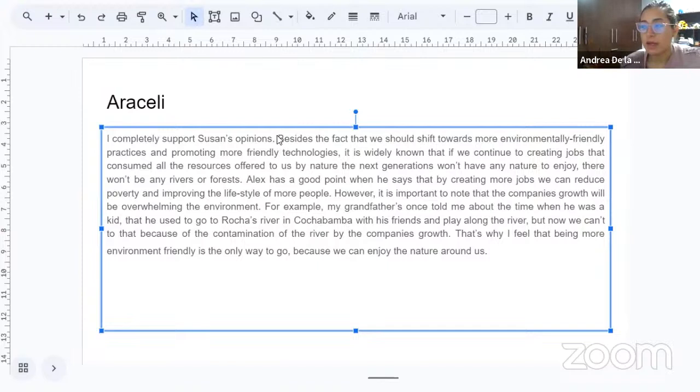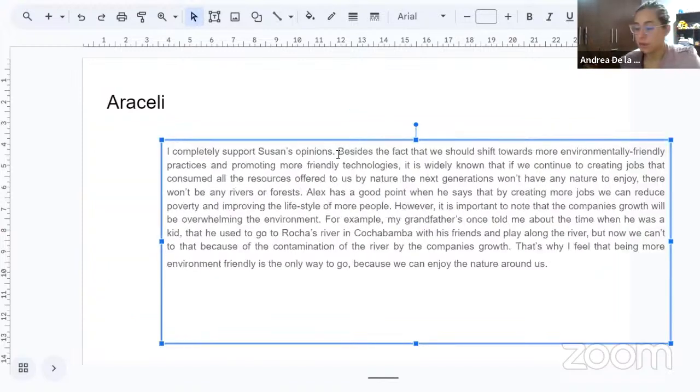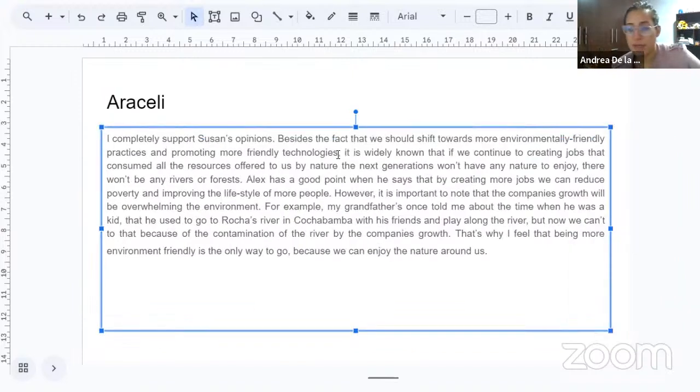Now, Araceli, remember that in the second sentence, when you summarize Susan's or student A's point, try to always go for the main reason that the student gives.